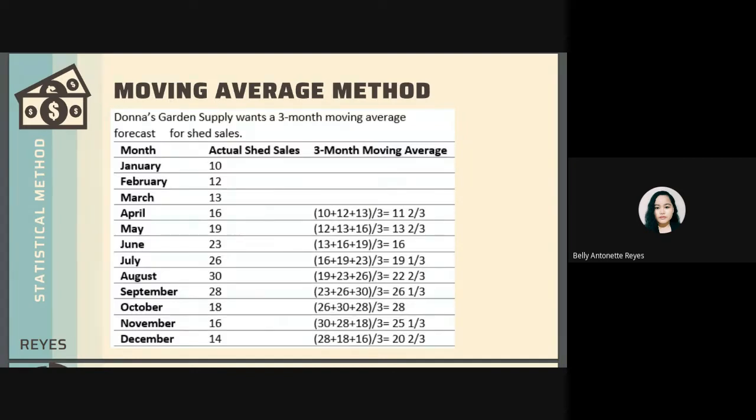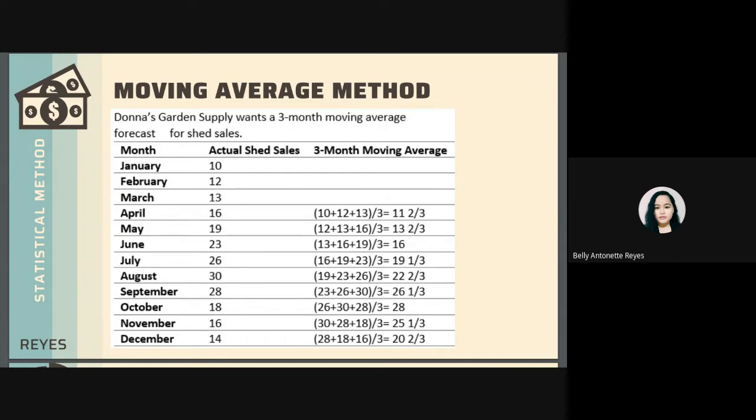We'll have this example. Donna's Garden Supply wants a 3-month moving average forecast for shed sales. The first column shows the months from January to December. The second column shows the actual demand for the product, and the last column shows the forecasted demand for the product in its corresponding month. Since this example uses a 3-month period, we start with April. This needs the demand for the past 3 months, hence we will use the data from January to March.